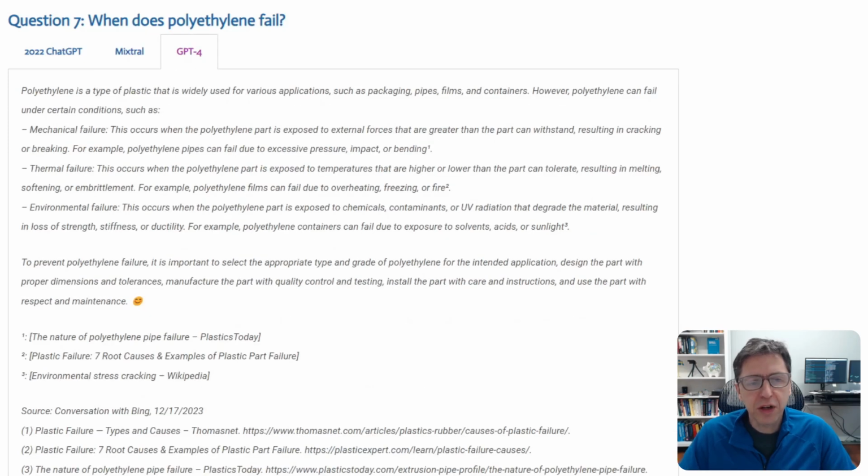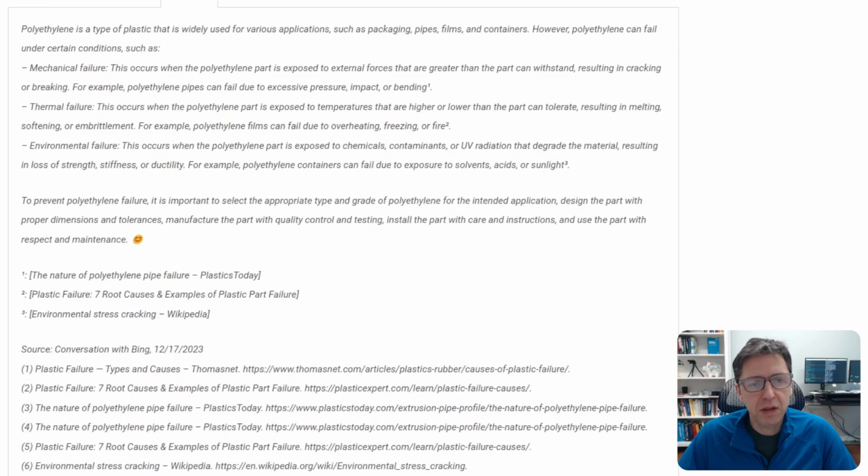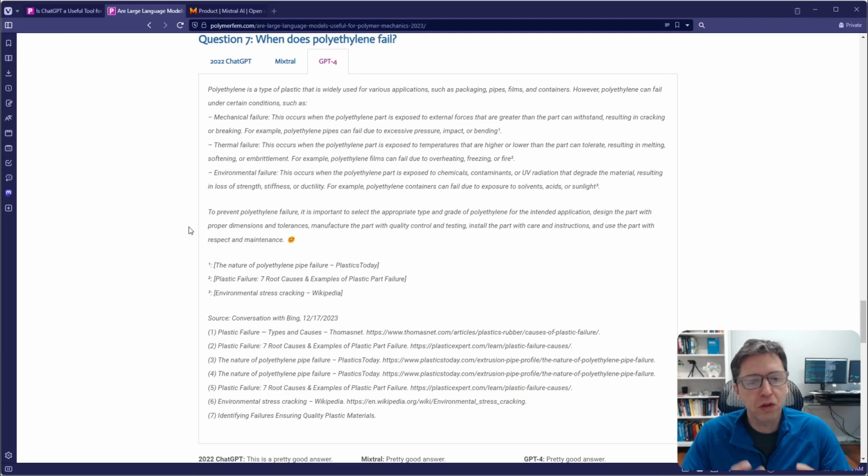GPT-4 has a longer answer, and if you have used GPT-4 recently, you may know that it actually also gives you references, or it gives you indications where it gets its answers from. So this is the answer I got from GPT-4. It's mechanical, thermal, environmental, and then it's a long list of references here. But it's less strong, I think, than the Mixtral answer in this case. So I'm giving it 3 stars out of 5 in this case. But it's overall a pretty good indication of what to research next if this is something you're interested in.